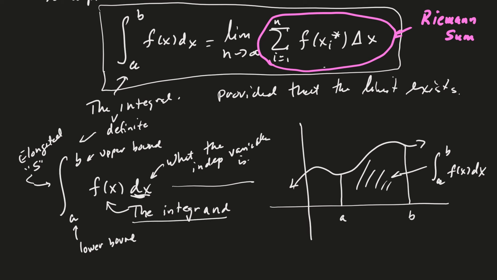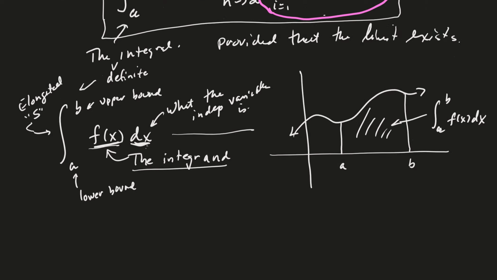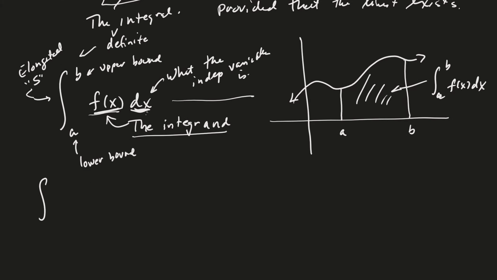Okay, so again, f of x is called your integrand. dx is actually your little differential, but it tells you what the independent variable is. The upper and lower bounds are b and a, and the integral sign is like an extended s. So just for practice, that's the integral sign, integral sign, integral sign. Okay, good.